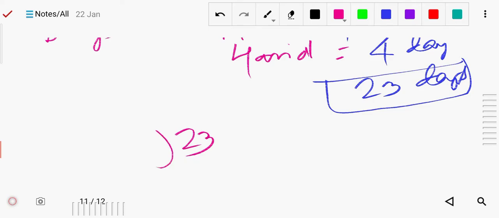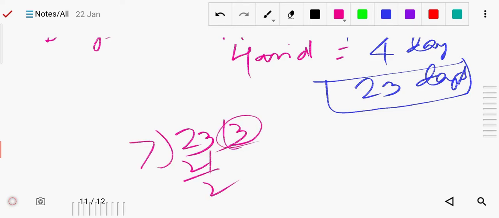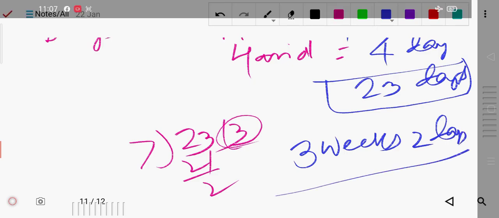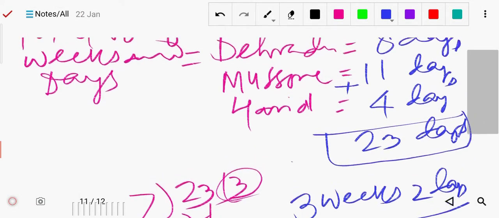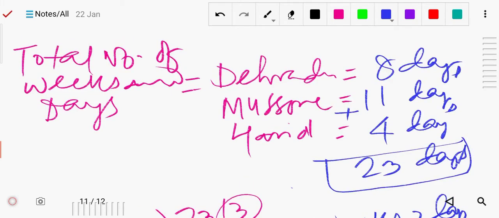So 23 you can divide by 7. So 3 is a 21, remainder is 2. So this is the 3. So you can write 3 weeks and 2 days. That's your answer, 3 weeks and 2 days. Okay, so simply we have added all the given number of days, and then converted to weeks.